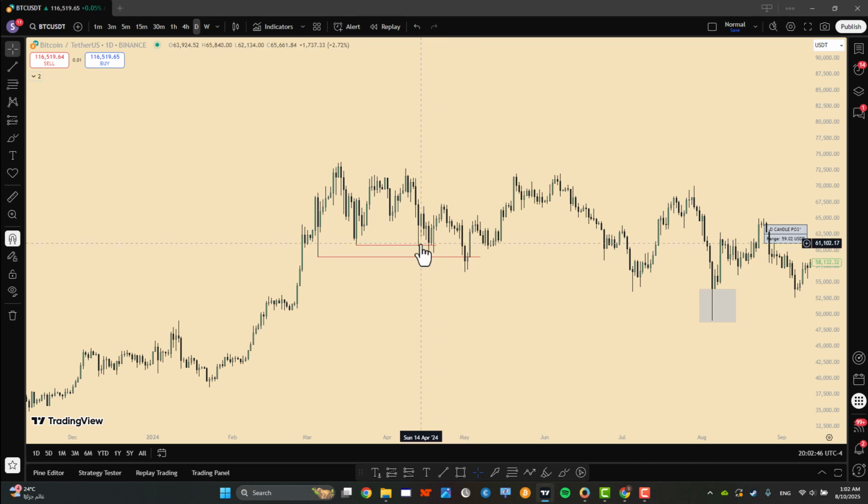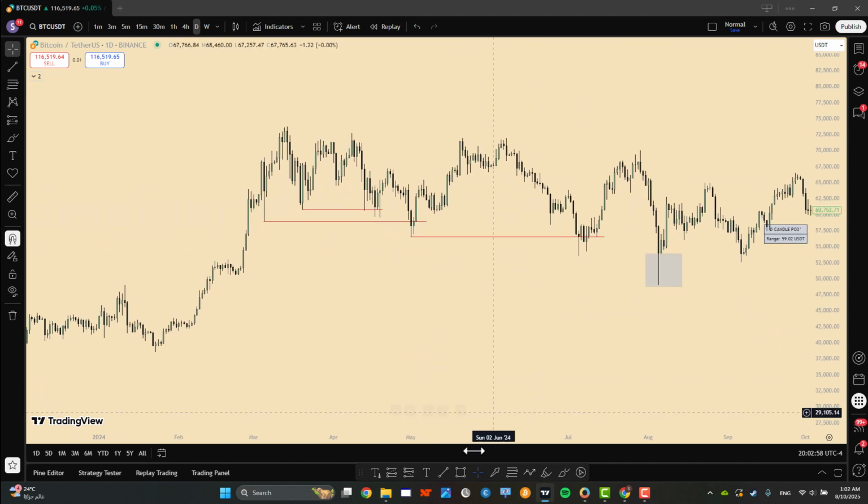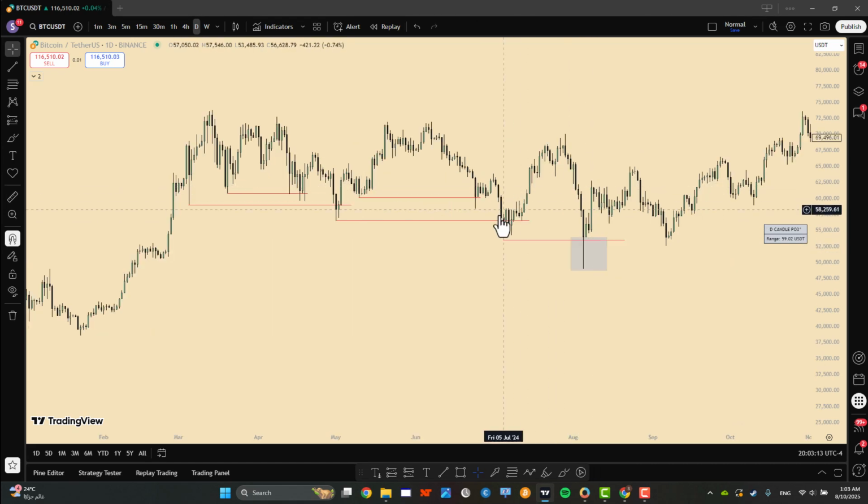Alright, so see the reactions from the internal lows, and then when we hit the external low, big move to the upside. Alright, one more time, see the internal low right here, and then the external low. Alright, so can you see it?